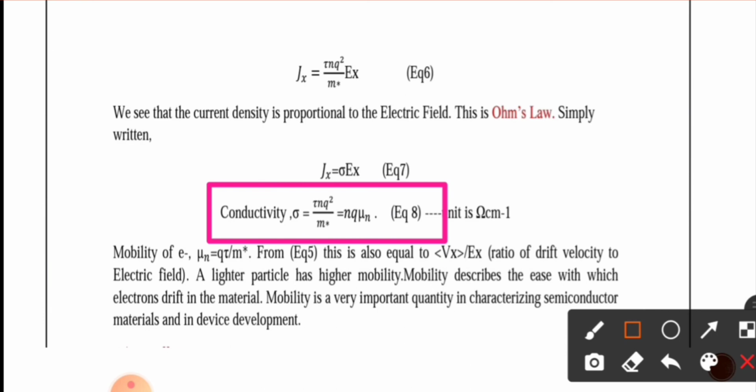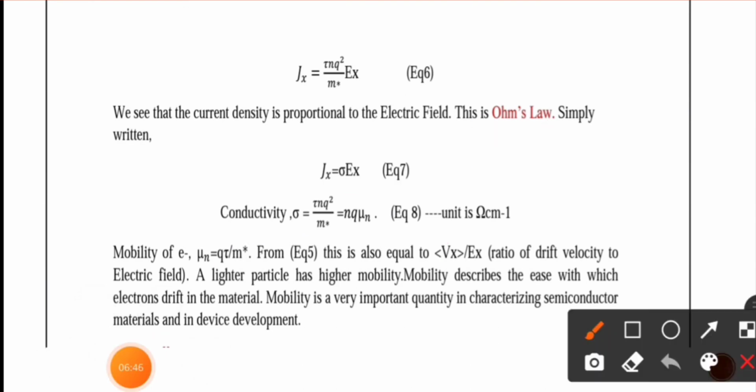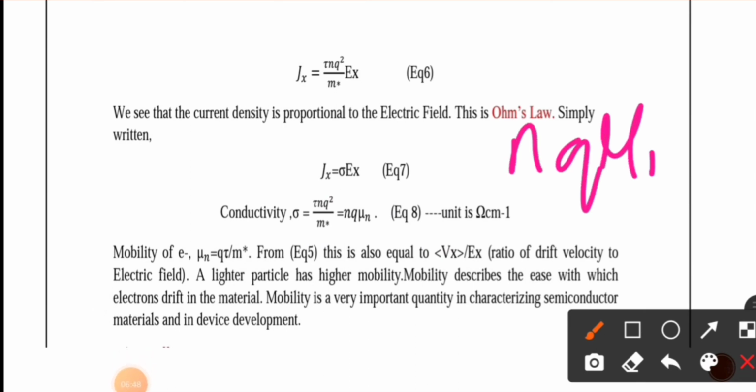Further we can write the same equation as nq mu n. So what is mu n? From this equation, mu n is nothing but q into tau by m star: the charge of the electron into mean free time by effective mass. So this mu n is known as the mobility of an electron.